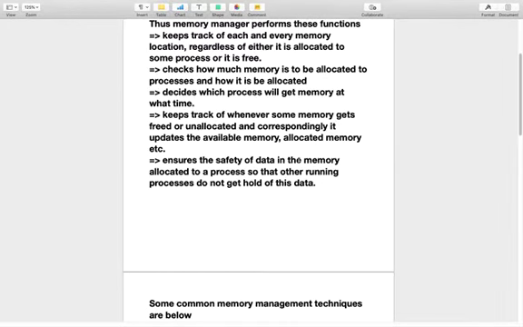It ensures the safety of data in the memory allocated to a process, so that other running processes do not get hold of this data. So it also ensures the safety of data in the memory so other processes cannot hold this data.